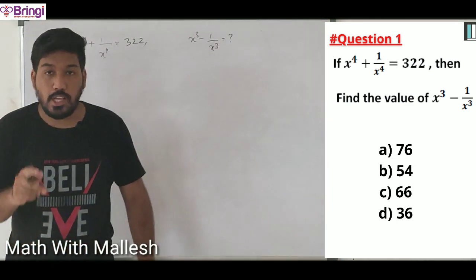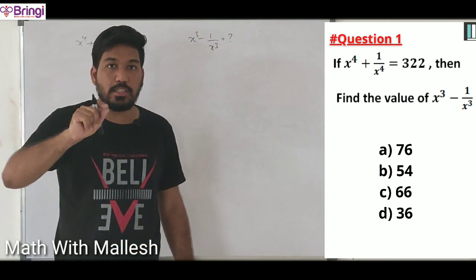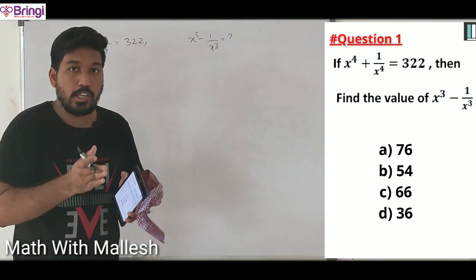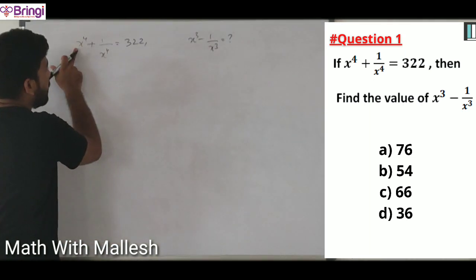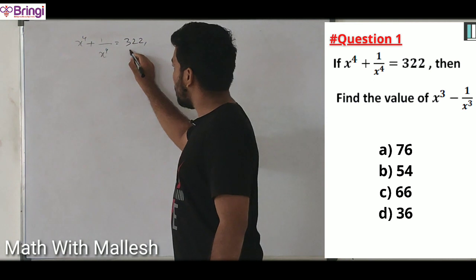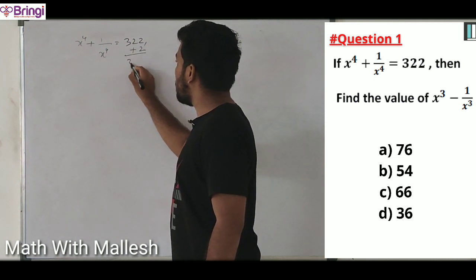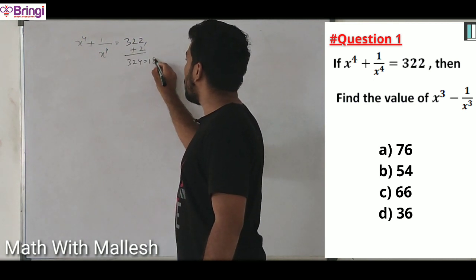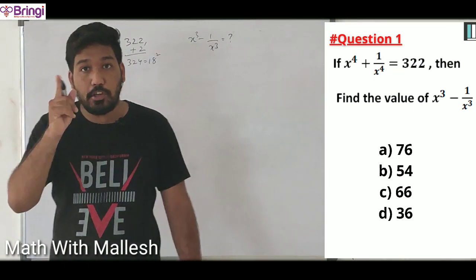First thing, now I am going to explain what to do if you are in an examination hall. So first of all, x power 4 plus 1 by x power 4 is equal to 322 is given. Now immediately you need to add 2. It is going to be 324 and it is going to be 18 square. These things you need to do in your mind.